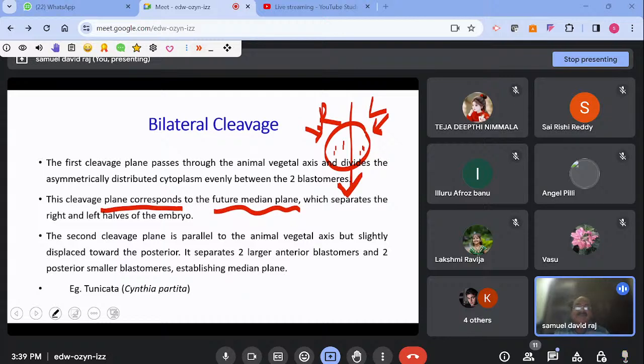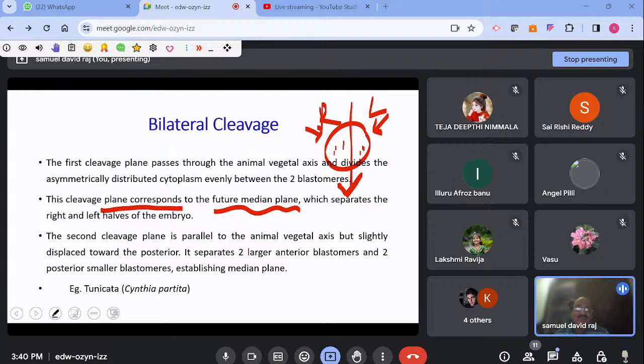And such a cleavage, which bisects the egg into two halves, right half and left half, which correspond to the right and left halves of the body of the adult, is called bilateral cleavage. Okay, and it is exemplified in tunicata. It is not present in us. I am just telling you to understand easily.